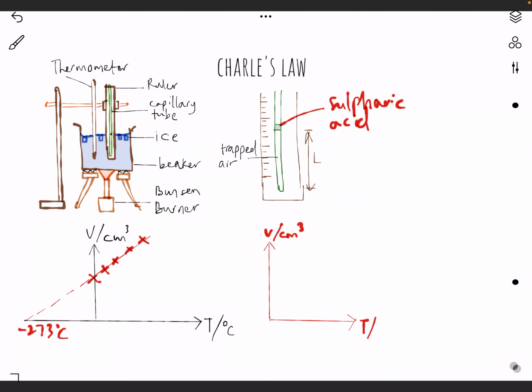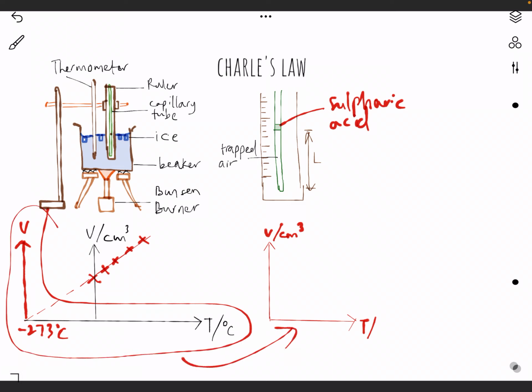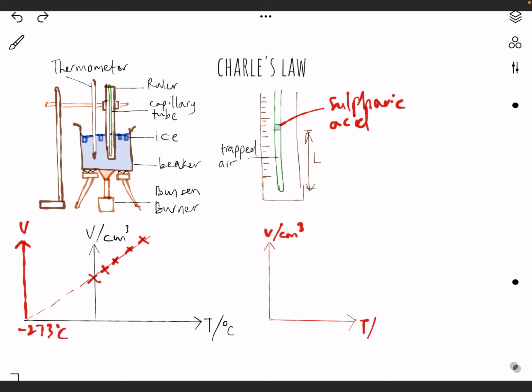So, we have to do a modification to this graph. What you need to do is shift this axis over here, so you have the axis of volume over here. Then you can draw this graph here. So now you have a new graph. The temperature is in Kelvin, because this is 0 Kelvin, and 0 degrees Celsius here is 273 Kelvin, and Kelvin is the unit for absolute temperature. Please remember this, absolute temperature.